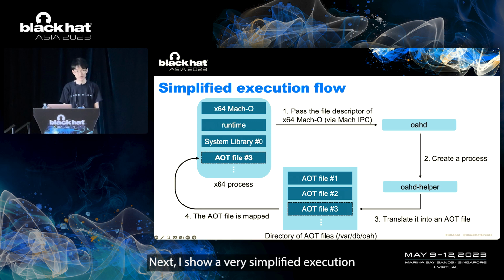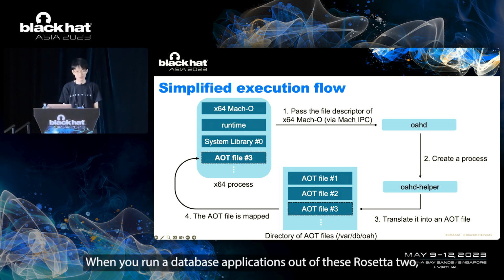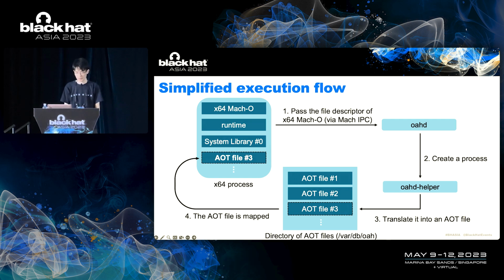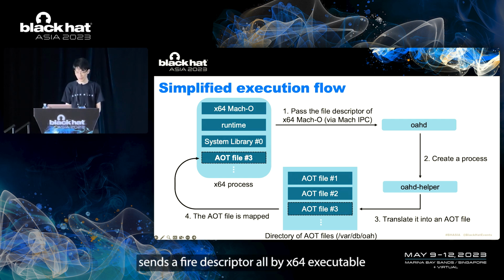Next, I show a very simplified execution flow to explain how these components interact. When you run an x64 application that needs Rosetta 2, the Rosetta 2 runtime is injected into this process. Then the Rosetta 2 runtime sends a file descriptor of an x64 executable via the Mach IPC mechanism. After receiving the file descriptor, OAHD runs OAHD helper by passing the file descriptor as a command line argument. After that, OAHD translates it into an AOT file.